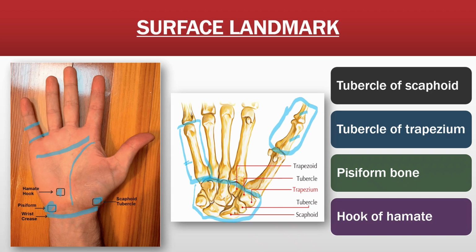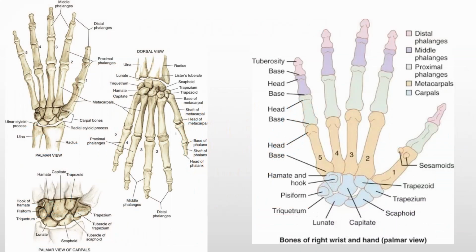These are the carpals. So how do you remember the names of the carpals? It is: she looks too pretty, try to catch her, from lateral to medial. You have two rows of carpals, the proximal row and the distal row. In the proximal row, you have scaphoid, lunate, triquetrum, and pisiform. Then in the distal row, you have the trapezium, the trapezoid, the capitate, and the hamate.